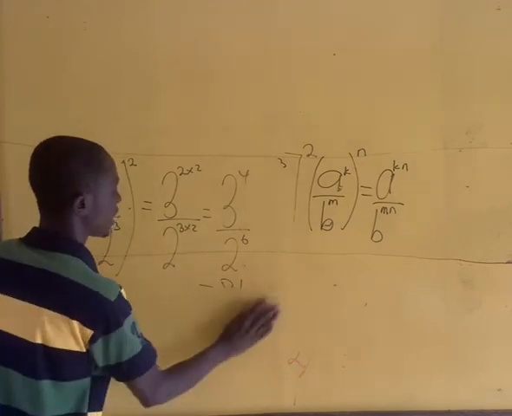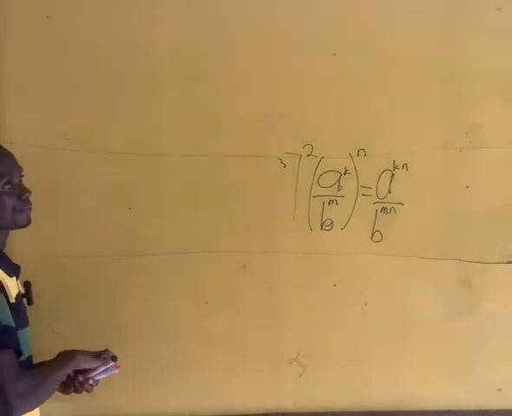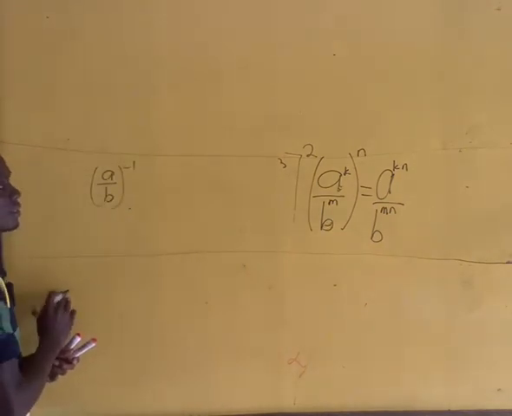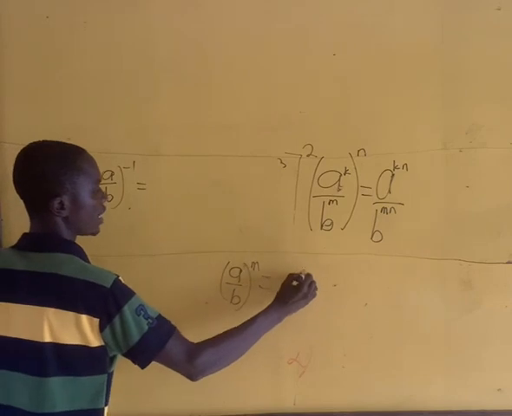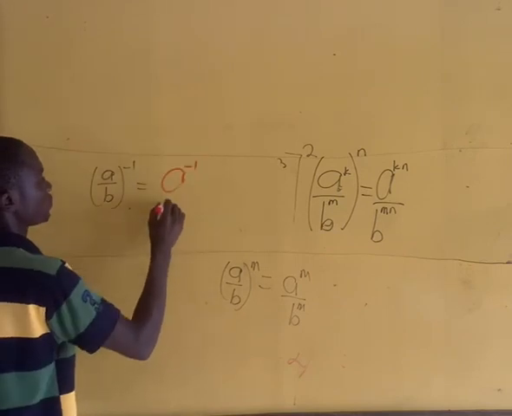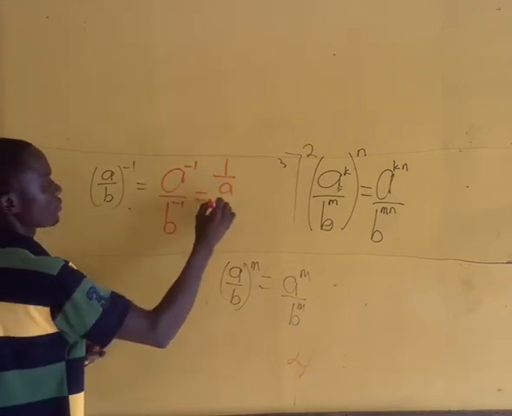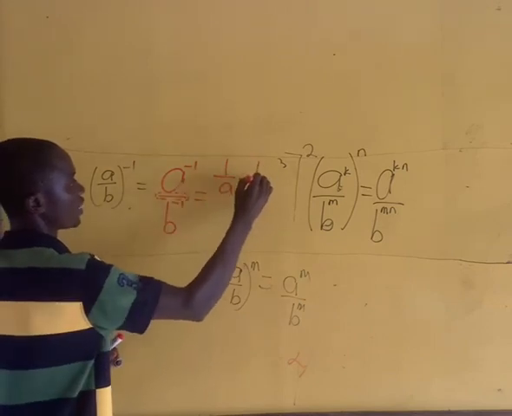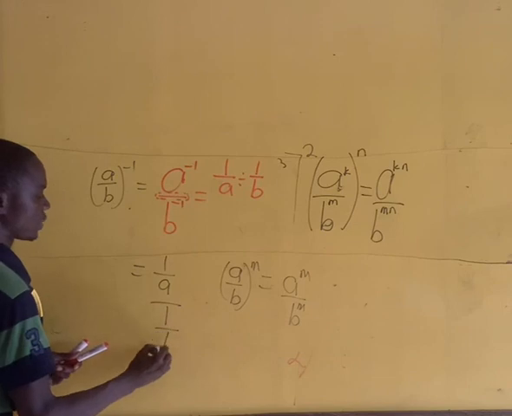Now, what about this? I think this will be the last one. If I have A on B power negative 1, then from A on B power M, because A power M divided by B power M, we can simply write this one as A power negative 1 divided by B power negative 1, which will eventually be 1 divided by A. Then this division sign can be here, 1 divided by B. Or we can write it as 1 divided by A divided by 1 divided by B.